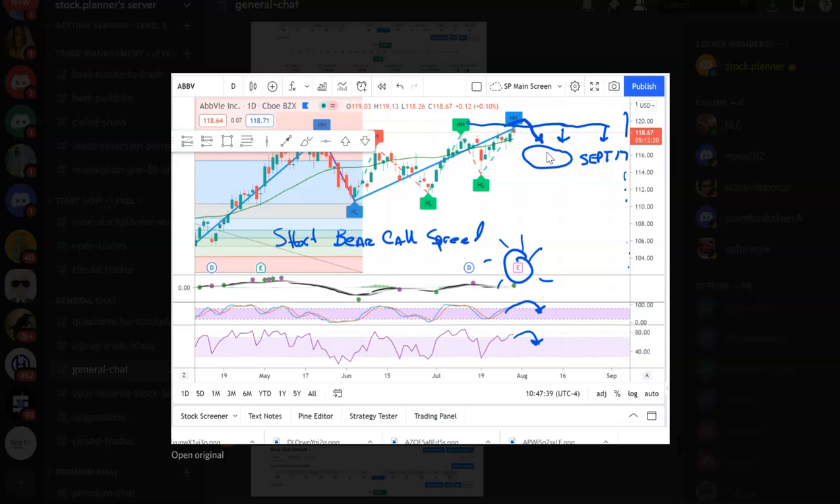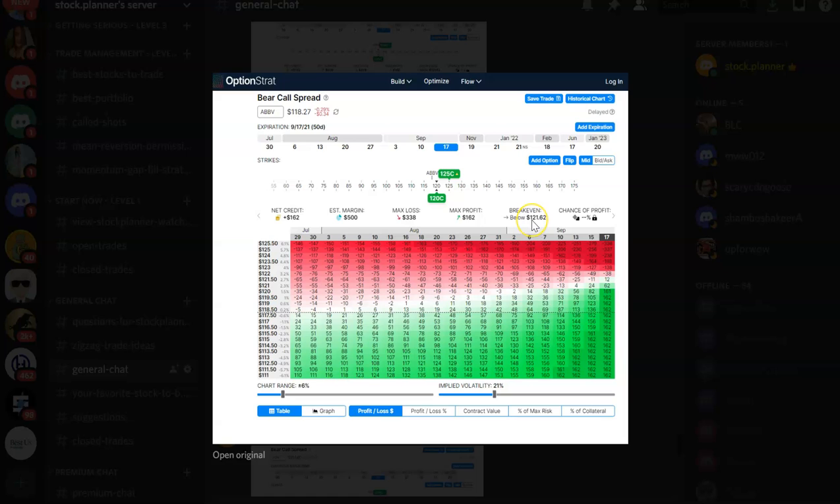So this is a bear call spread. It's a way of saying, hey, look, stay below about 120, and I'll have a winner. Stay below 121, and if it stays below 121 till September 17th, you've won $162 on risking 338, and you have to keep reserve 500. That's your margin, what's required to keep on tap.